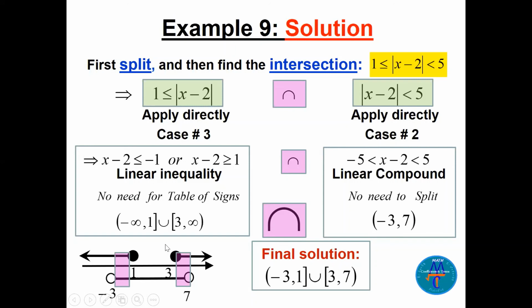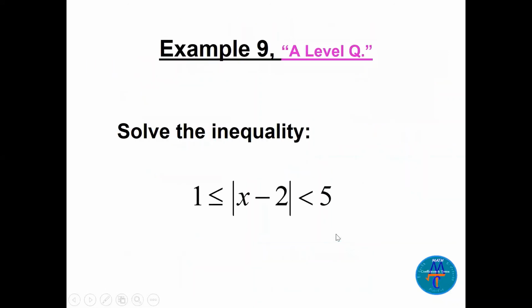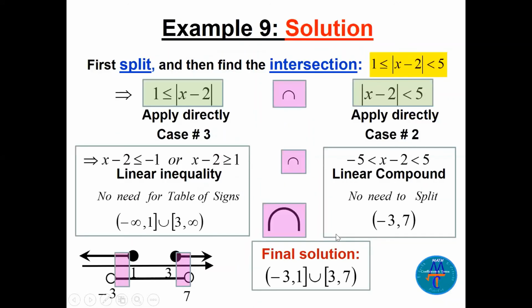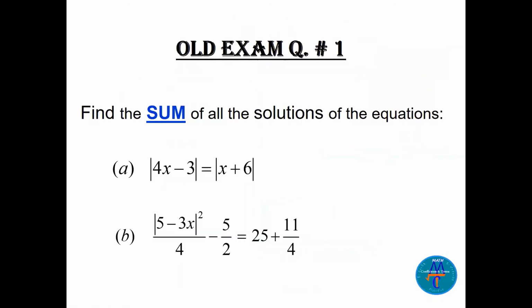Draw it here. Solution 1 here and solution 2. You see the intersection will be open minus 3 to 1 closed, union 3 closed to 7 open. You have to read this at least 2 times or look at the question and try it yourself. This is very useful example.